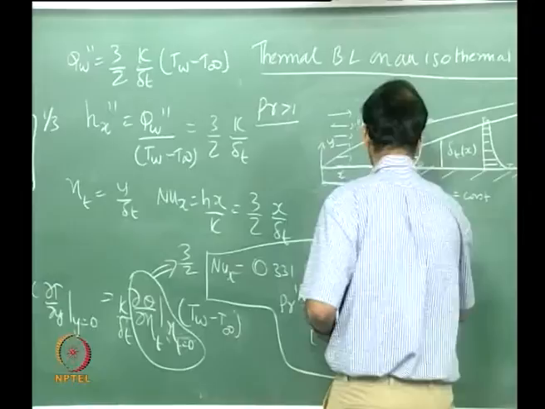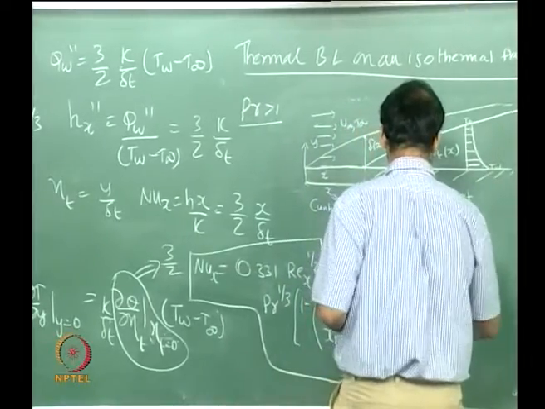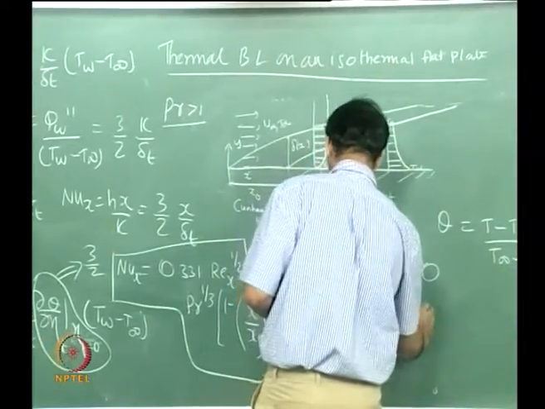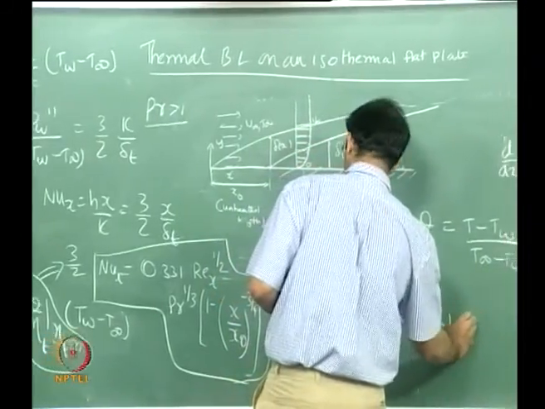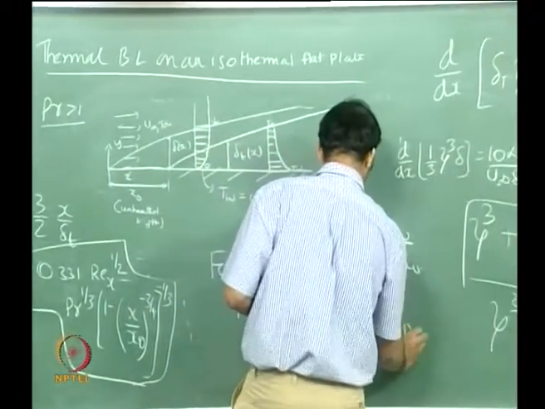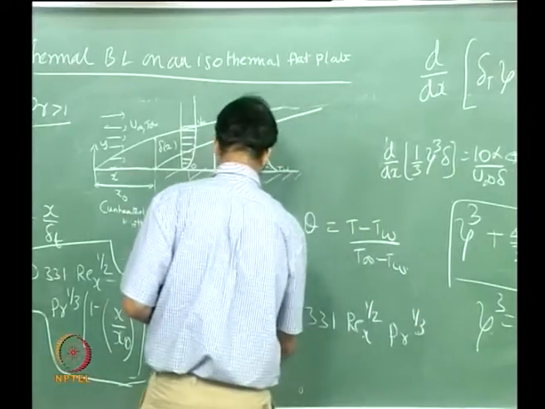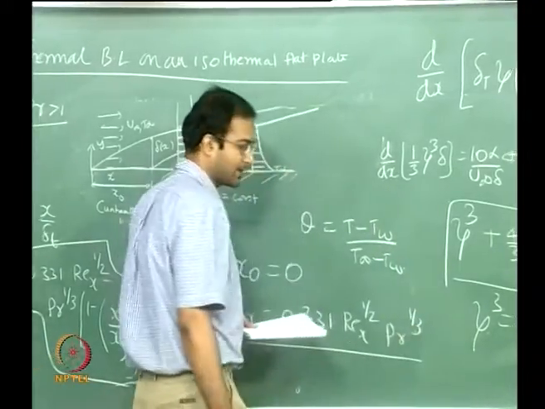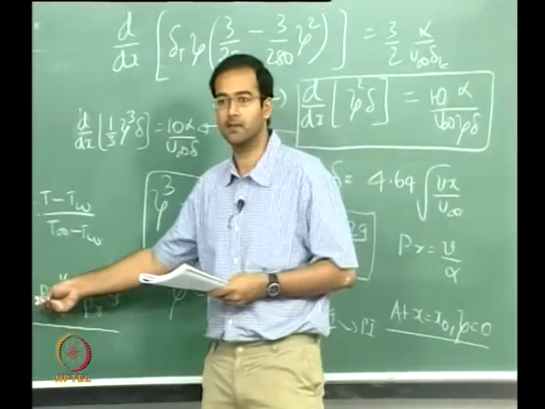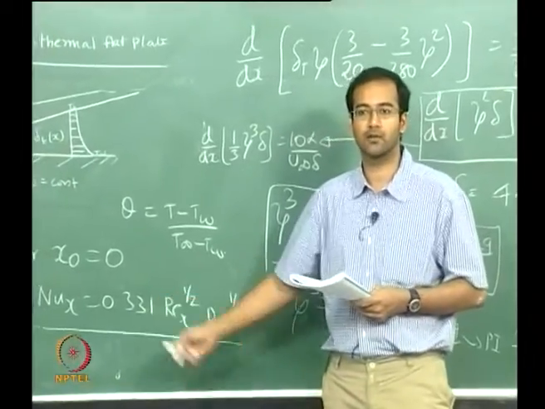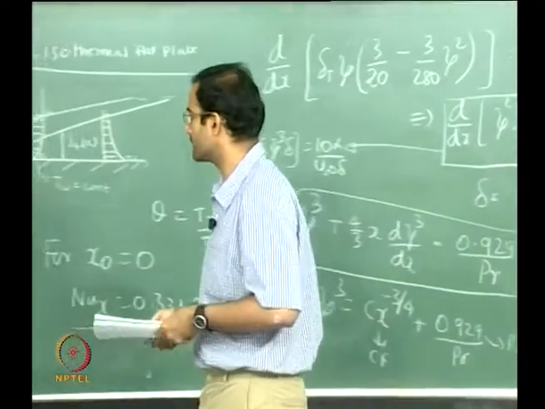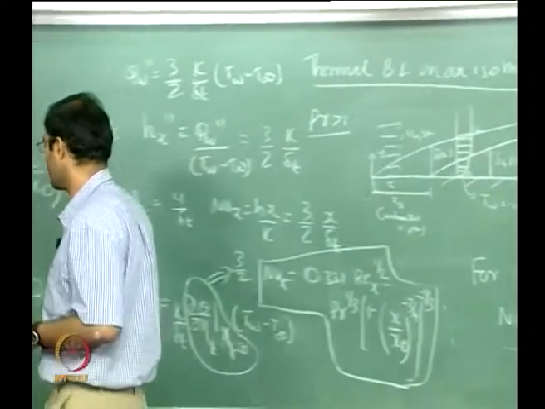For the heated case, right from the beginning, x naught equal to 0, so Nux will become 0.331 Rex to the power half and Prandtl number to the power 1 by 3. Now you compare this with the Pohlhausen similarity solution, that was 0.332. So it's very, very close. Here I am skipping a couple of steps. You can just do that yourself.